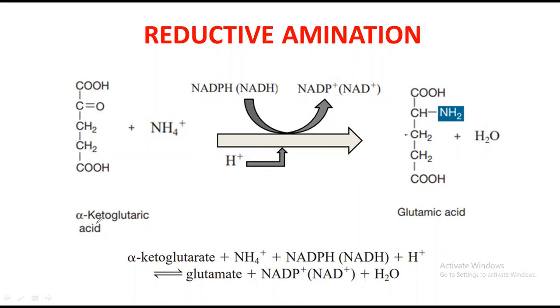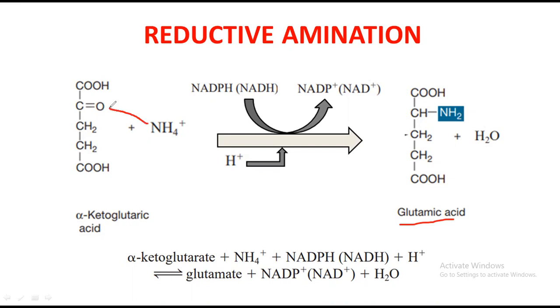This is alpha ketoglutarate. It acts as a precursor metabolite for the formation of different amino acids. If it is present and NH4, ammonium or NH3, is present, it will directly react with this alpha ketoglutarate, and with the help of NADPH and this proton, it will convert it into glutamic acid. And we know that glutamic acid is an amino acid. So what will happen? This alpha ketoglutarate will react with this NH4.